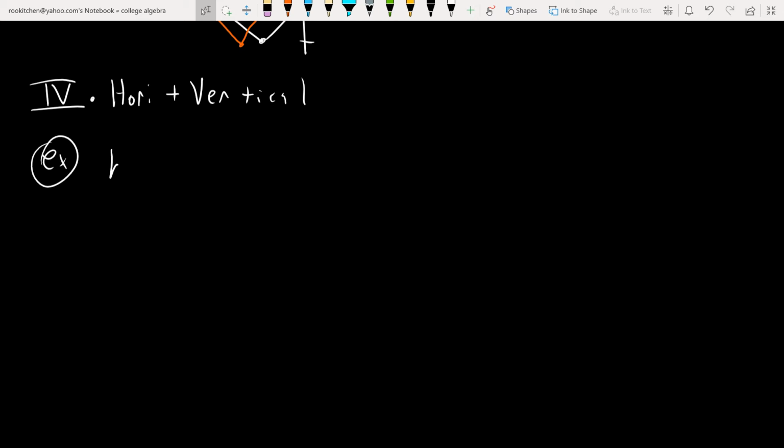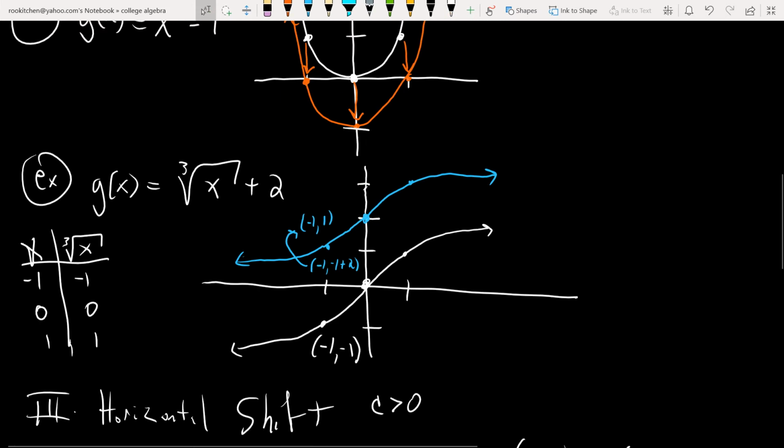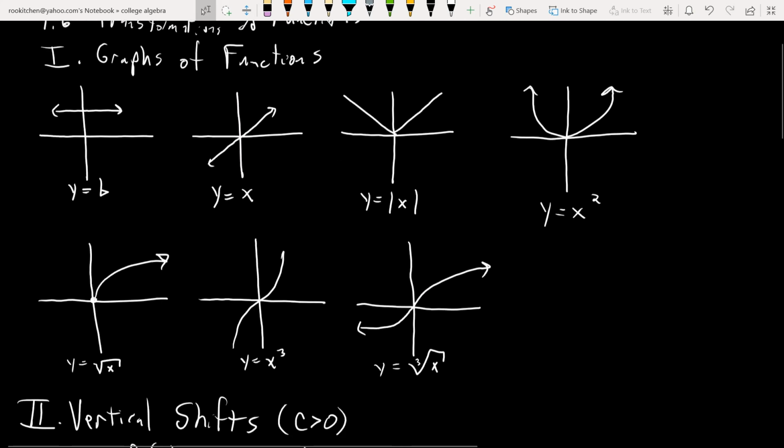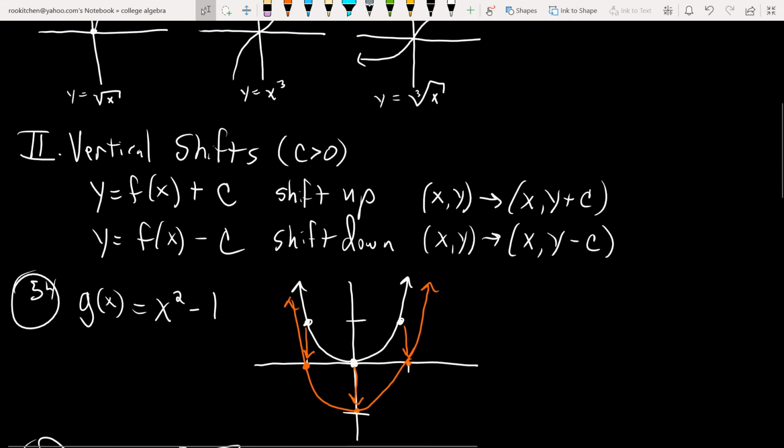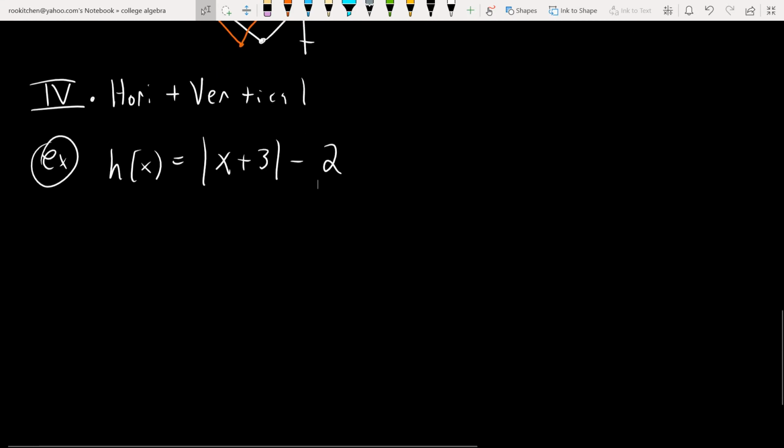Okay, so they want h of x equals absolute value of x plus 3, minus 2. So the original thing, if you look back at all of our kind of typical graphs, is what? What was the original graph? And it's an absolute value, right? It's y equals absolute value of x. So that's kind of what I'll start with, is just graphing y equals absolute value of x.